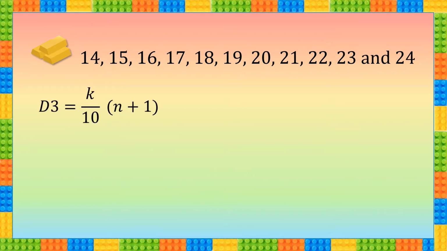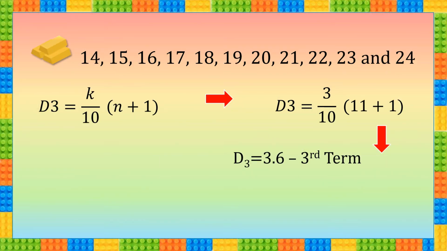Now, for decile, the formula to be used is Dk = k(n+1)/10. For decile 3, k is 3 and n is 11 once more. Substitute these values into the formula. Simplify and we will get 3.6, or the 3.6th term. Oh no! It's a term with a decimal. No worries, it's easy. The whole number indicates the position of the term. So, our third term is 16.